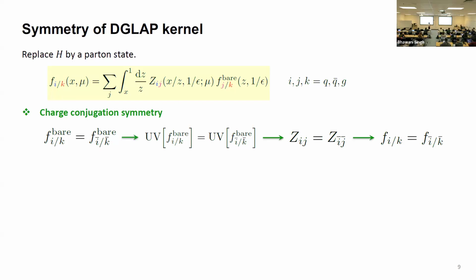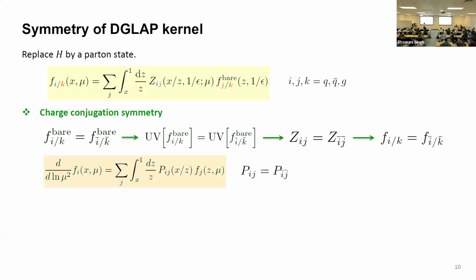And that also implies that for the renormalized PDF, if we replace the partons by antipartons, they are the same. And therefore, we write down the evolution equation, the DGLAP equation. The DGLAP kernel is basically a derivative of the UV renormalization constant with respect to mu square. And the kernel should also be the same if we replace the partons by antipartons. And that is the first symmetry we obtain for these DGLAP kernels.